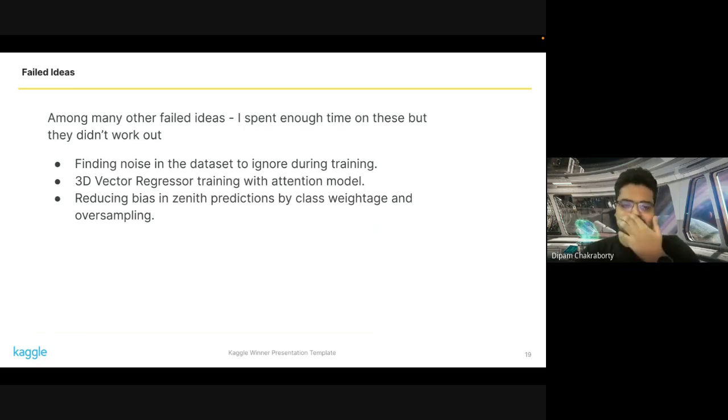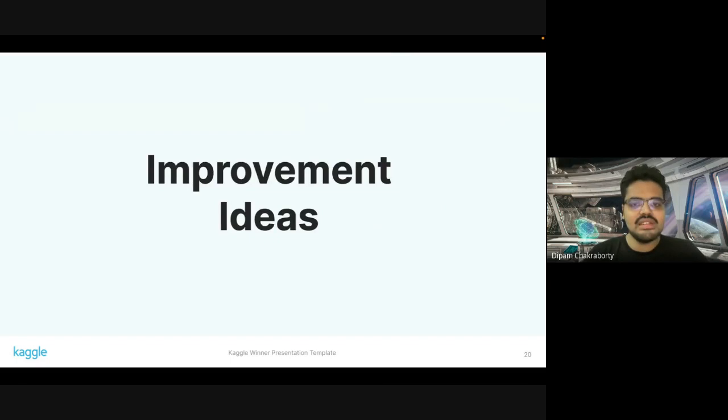Then, of course, the 3D vector regressor, as I said, was quite unstable. I tried a lot of hyperparameters, but was not able to make it work. And also, in general, in machine learning models, when we see some prediction bias, maybe we try to fix it by giving more weightage to the other predictions, maybe oversampling them. But in this case, it still did not help the classifier to balance the predictions better. So all of these were failed ideas.